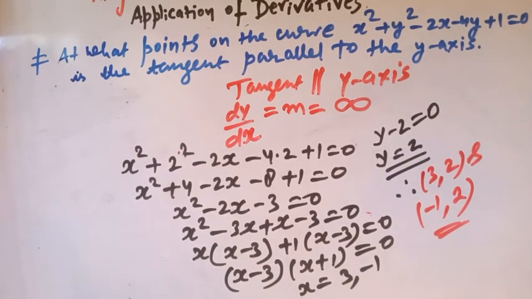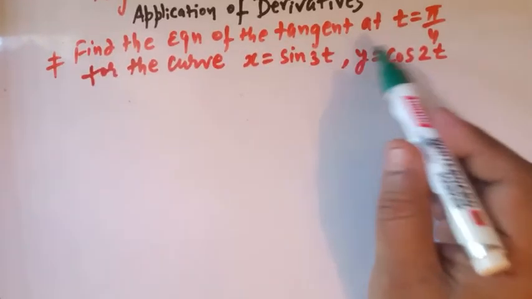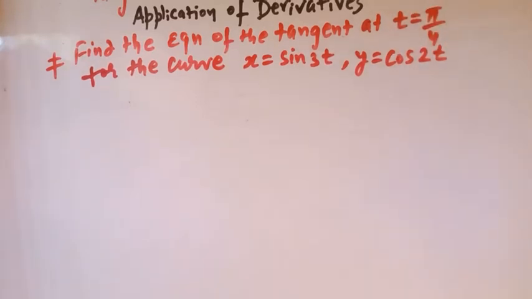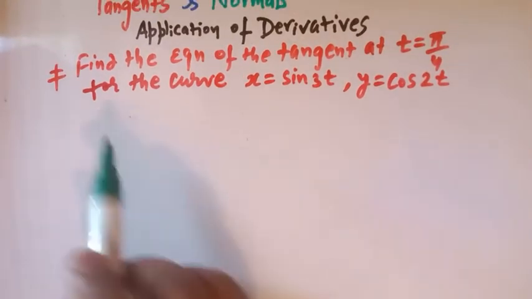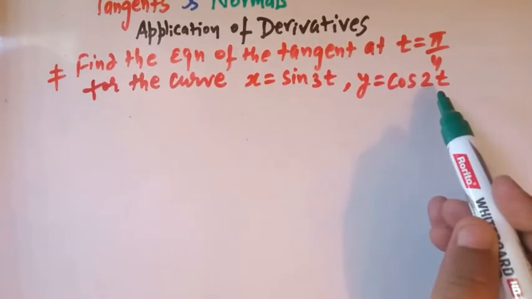Viewers, let us take another problem, and now I am taking a problem which is based on parametric differentiation. Clear? Here we have the problem, find the equation of the tangent at t equal to pi by 4. Here t is the parameter. Clear? And for the curve x equal to sine 3t and y is equal to cos 2t.